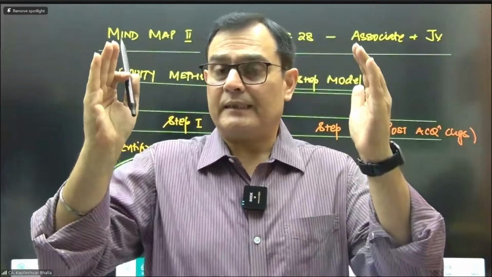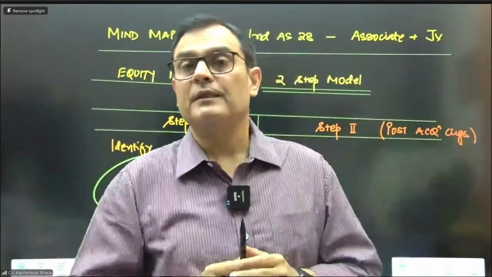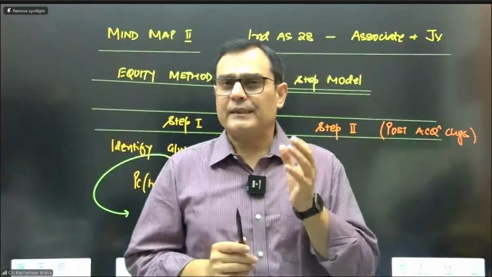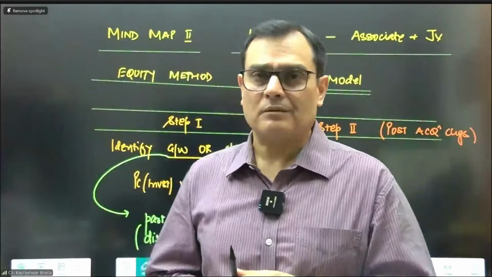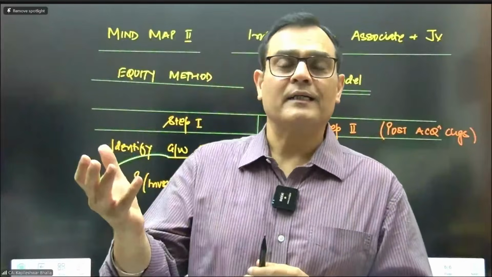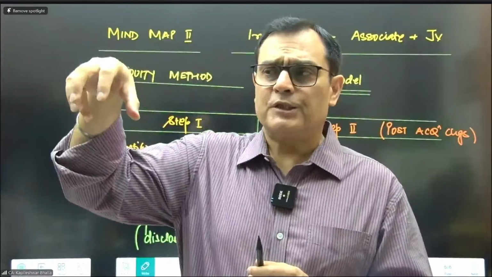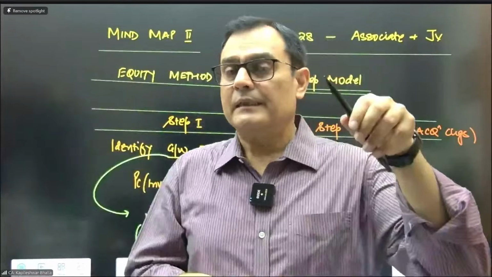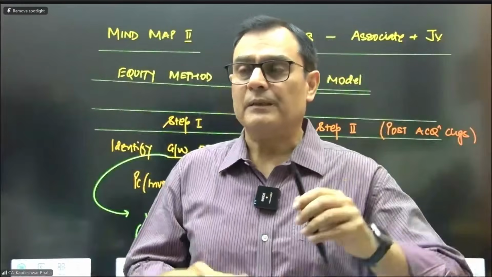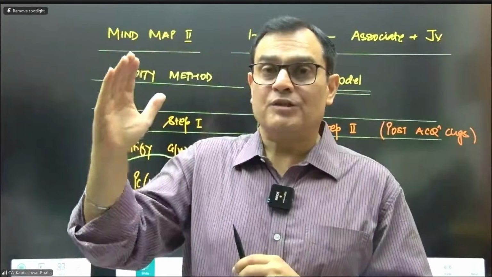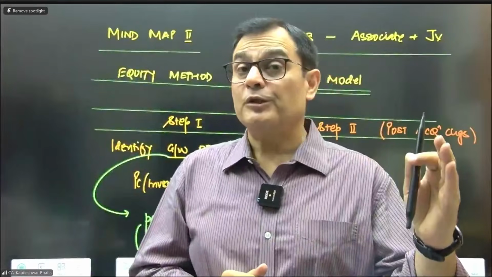With the share, the net asset goes down, the investment goes down. And the second aspect is what is called mirror accounting. Though it's not technically called that, we understand that it's a mirror accounting: once the associate gives a credit to the P&L, the investor also gives a credit to the P&L. If it gives a credit to OCI, you also give a credit to the OCI.